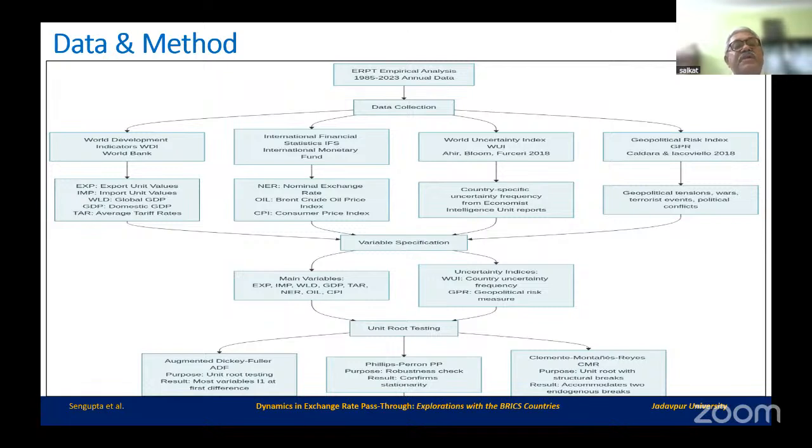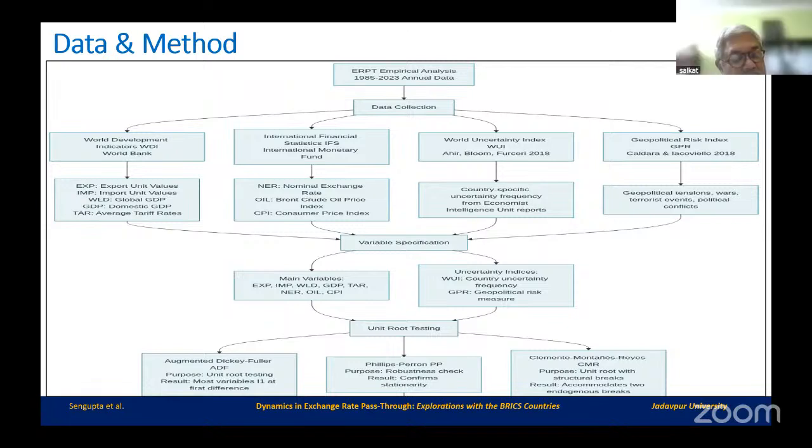The World Development Indicators give us a set of variables: the export unit value, the import unit value, the world GDP or the global demand, the GDP of the domestic country, and the average tariff rates of each individual country. The International Financial Statistics by the IMF give us the nominal exchange rate.